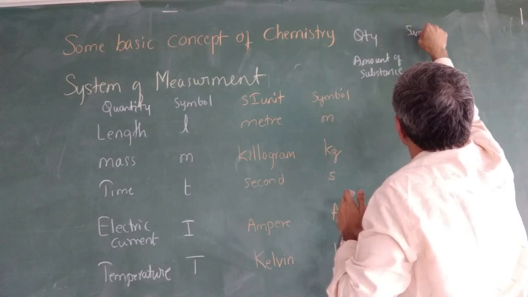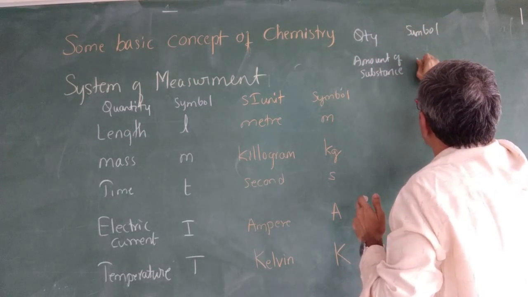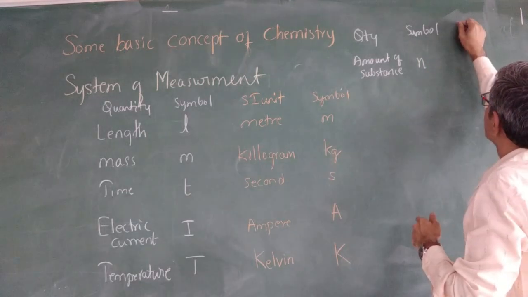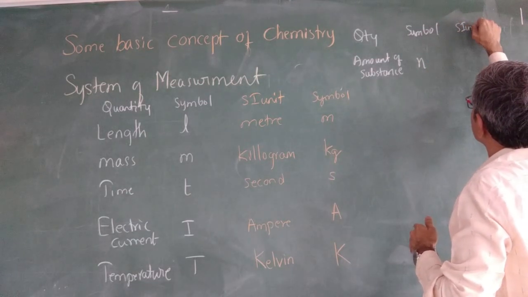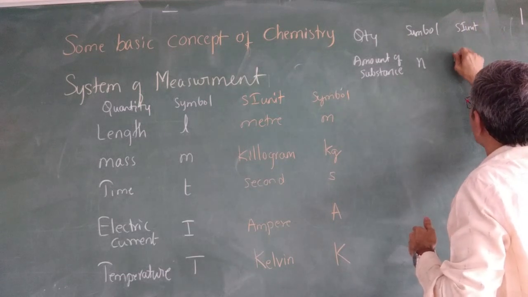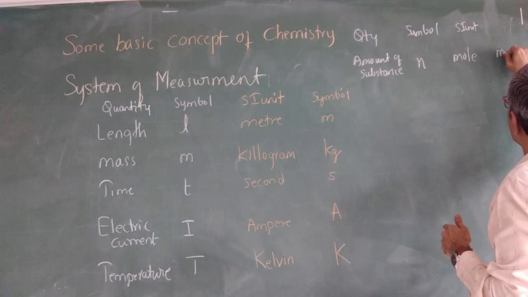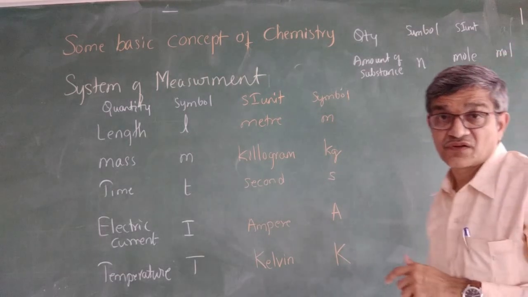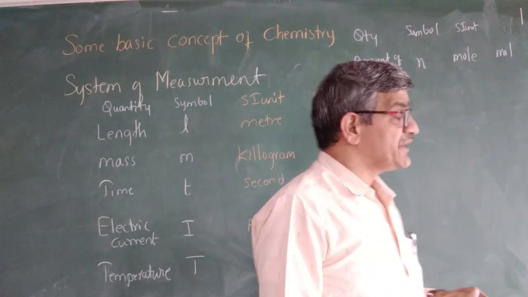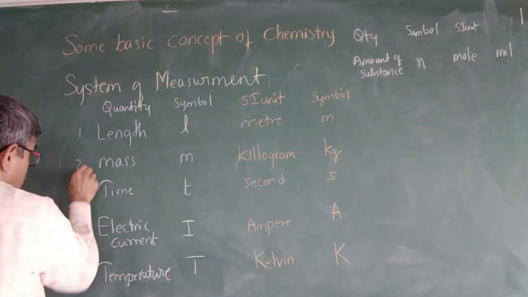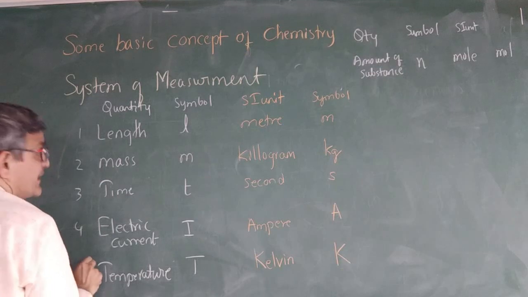Symbol is N. What is the SI unit of that? The SI unit is the mole, and the symbol is mol. Then this is 1, 2, 3, 4, 5, 6.